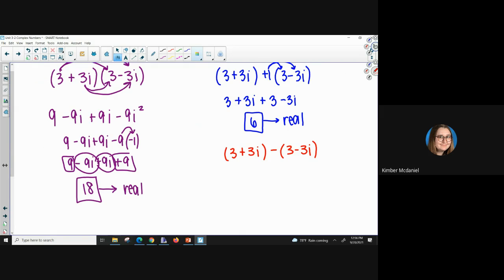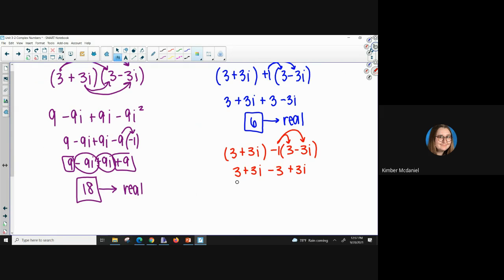Because they're technically not necessary. So I'm going to have 3 plus 3i. Right here, this is technically a negative what? 1. If I distribute a negative 1 inside of parentheses, it is going to affect it because negative 1 times 3 is negative 3, and negative 1 times negative 3i is going to be what? Positive 3i.